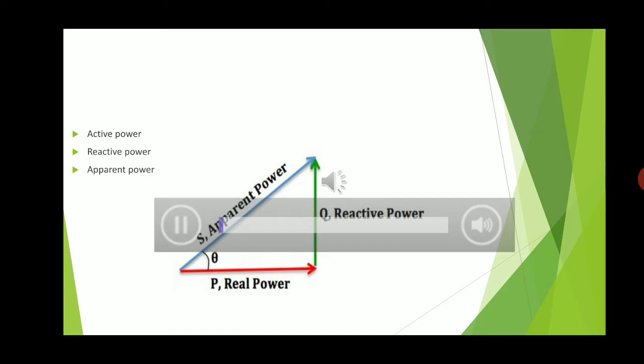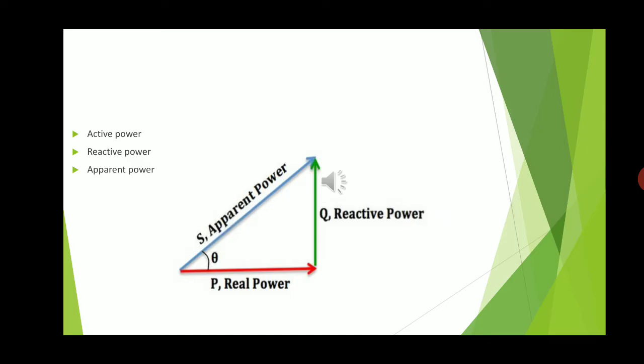In this slide, I will be discussing active power, reactive power, and apparent power. As you know, active power is the real power consumed in the system. It does the actual useful work for the system. Now, if you see the power angle, it's a very important angle for the definition of active power, reactive power, and apparent power.